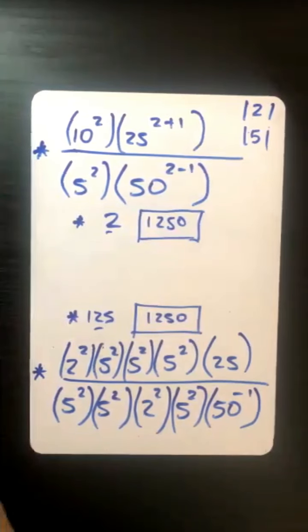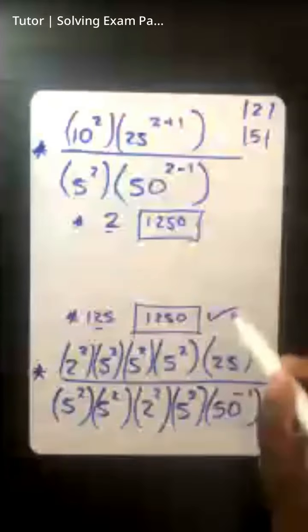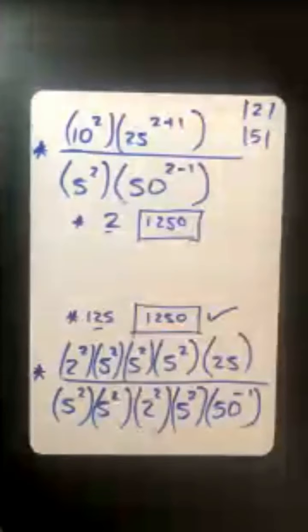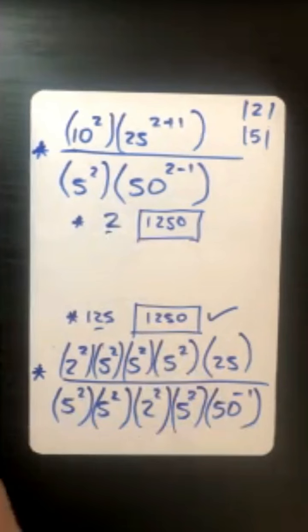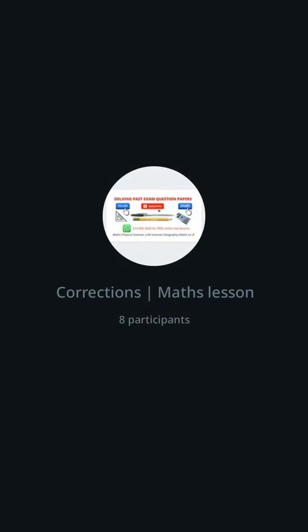So 50 to the exponent negative 1, close bracket. For this one, I'm also getting 1,250. So I'm going to do the one at the top, which is 10 squared, close, 25 to the exponent 2 plus 1, which is that. The bottom is 5 squared, 50 to the exponent that minus that. Wait.